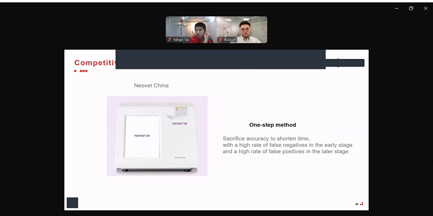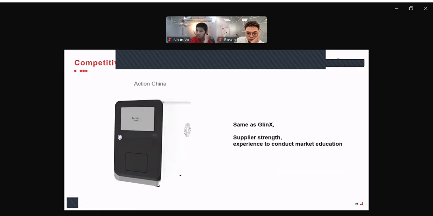And this is our biggest competitor in China, called the Newbat. This machine is using the one-step method. For this kind of machine using the one-step method, they sacrifice the accuracy to shorten the testing time. So the PCR test will be finished within only 40 minutes. But a lot of reflection or feedback from the clinics is that this kind of machine is not accurate.